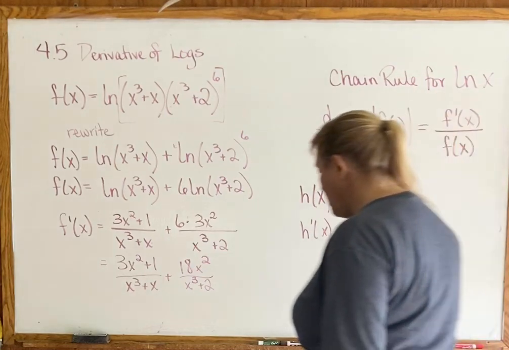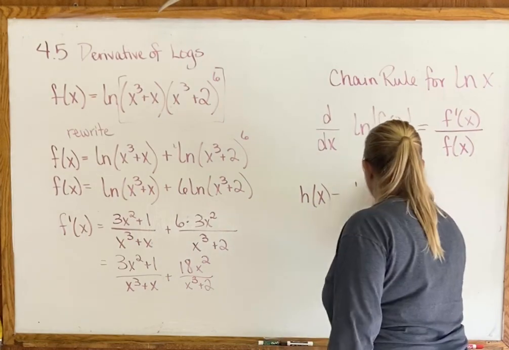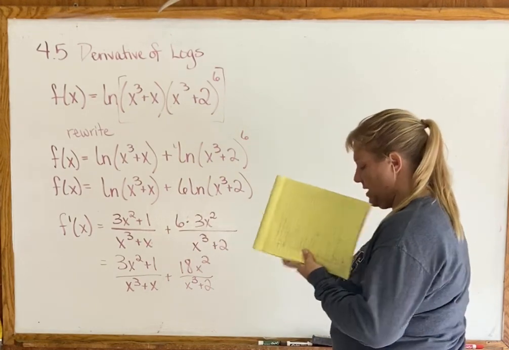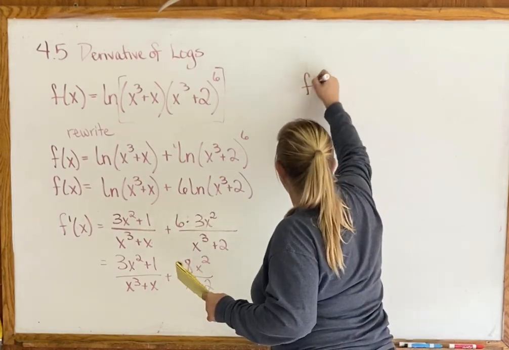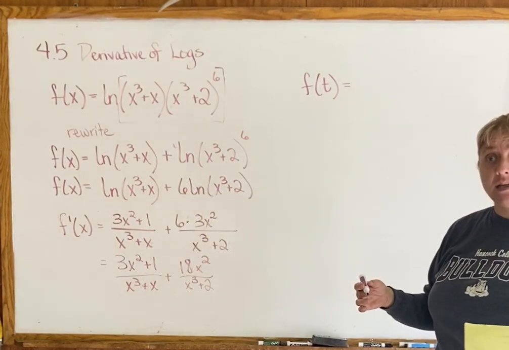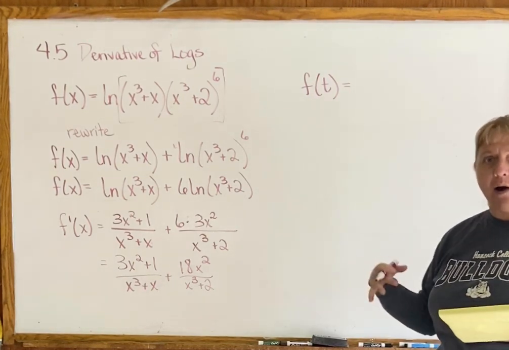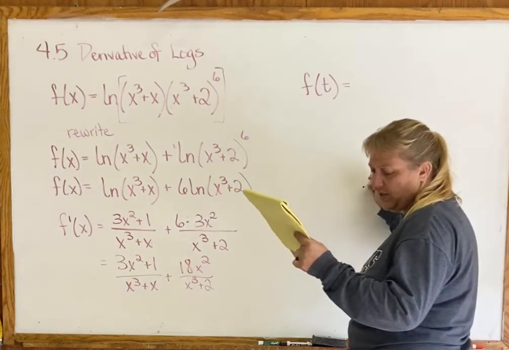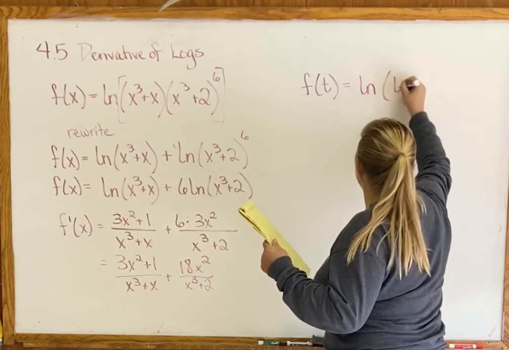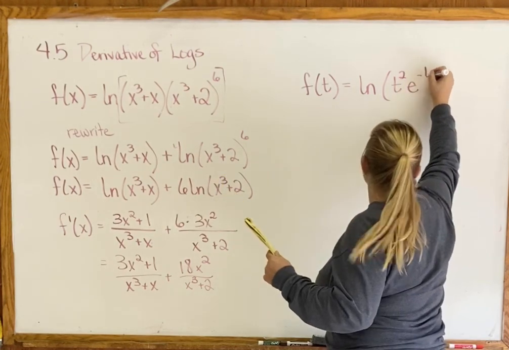Okay, so let's look at another one that uses some different properties, but still the same idea. So this one says if we're given f of t, we're going to see t a lot because in our word problems, t a lot of the time stands for time. So if we're looking at interest, and we're looking at how much time is spent, you got to get used to that t there. So if f of t equals ln of t squared e to the negative t squared.